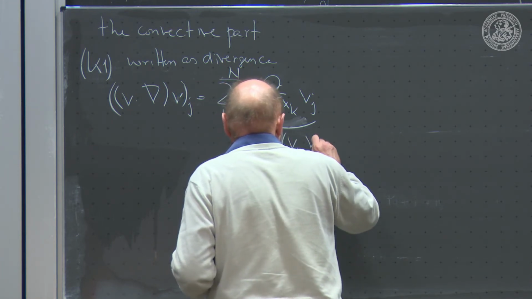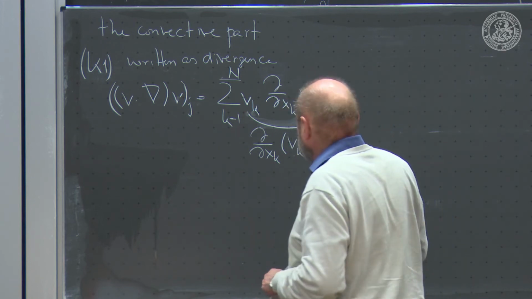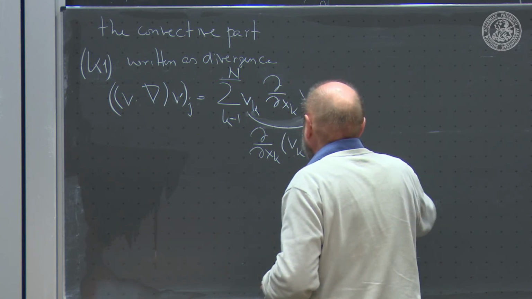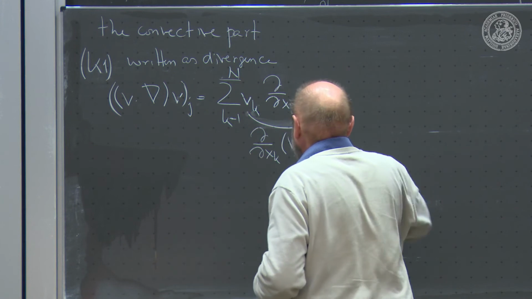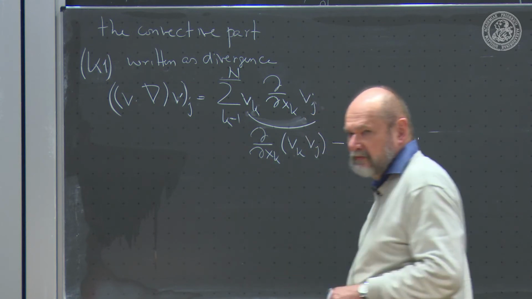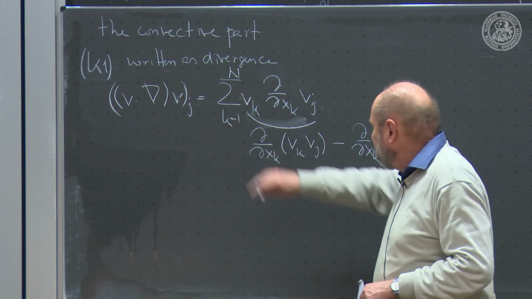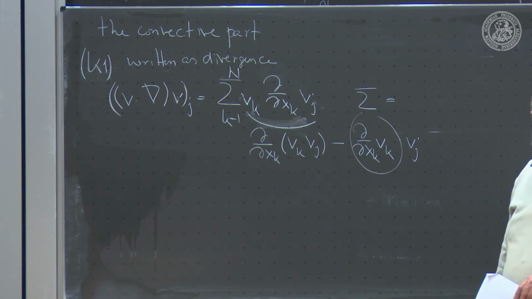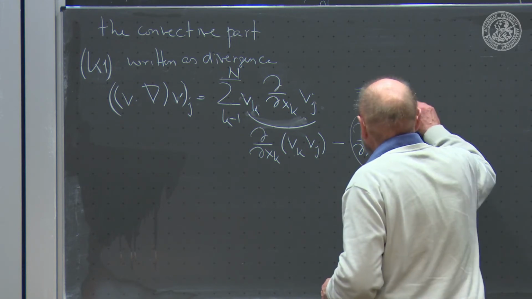Derivative of Vk Vj, which is of course not correct in general. Because if I differentiate this out, I get this term, and I get in addition the term where the derivative sits here. So I get the kth derivative of the Vk times the Vj. But now I'm not looking at these terms separately, I'm only looking at the sum. And what is the sum of this part? That's the divergence, and we are looking for divergence-free situations, so the sum is 0.